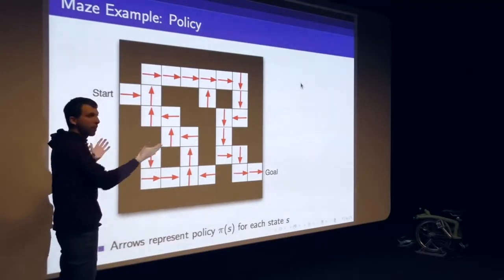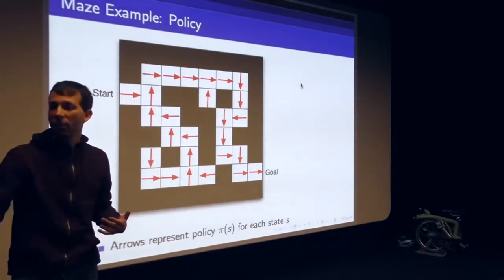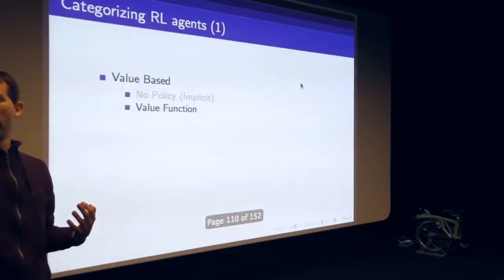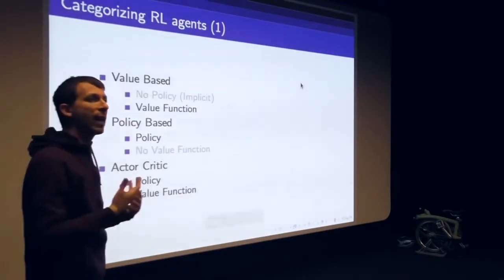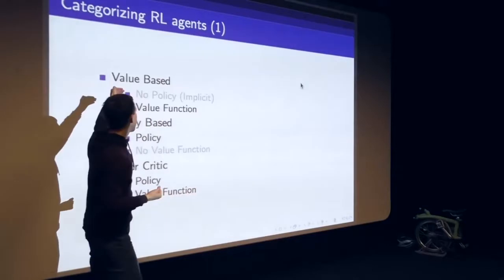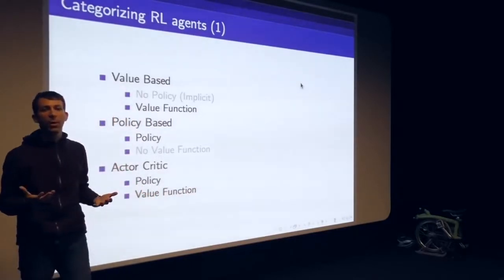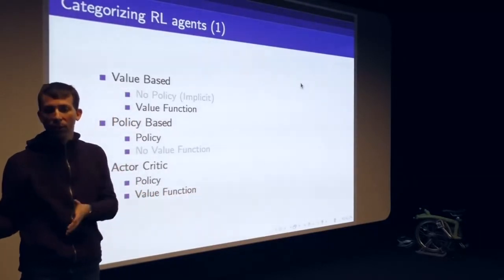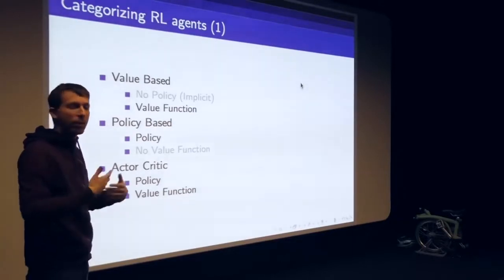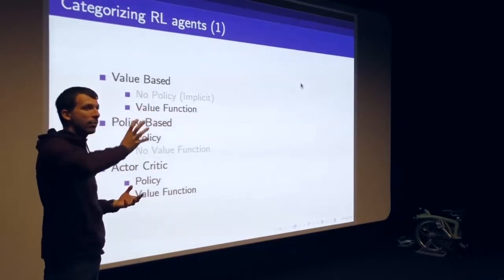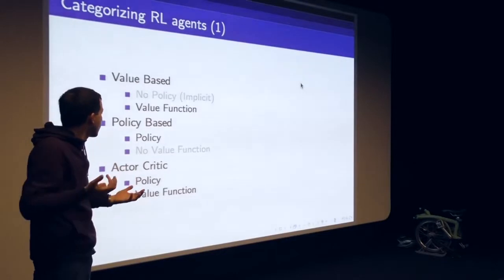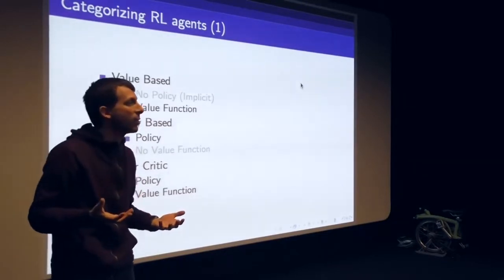A policy-based agent is one that stores the policy. A value-based agent is one that stores the value function. And we can also have what's called an actor critic, which basically combines them both together and tries to get the best of both worlds. So an actor critic, which we'll see later in the course, is an agent that stores both the policy and directly represents these arrows, and also stores how much reward it's getting from each state.